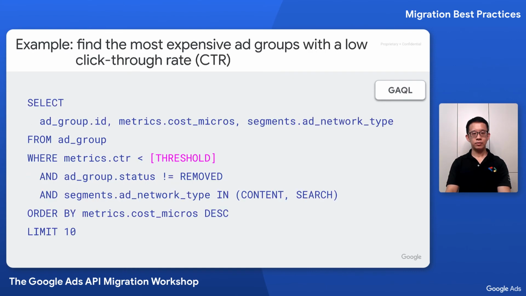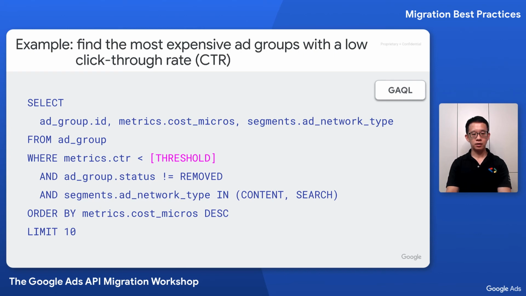The other example is to find the most expensive ad groups with a low click-through rate, or CTR. Here we select 3 fields: ad_group.id, metrics.cost_micros, and segments.ad_network_type. Again, we use the resource of ad group. We have 3 conditions in the where clause. Metrics.ctr less than a threshold, highlighted in purple here, meaning that you need to specify the number yourself because the definition of a low click-through rate might differ between people.